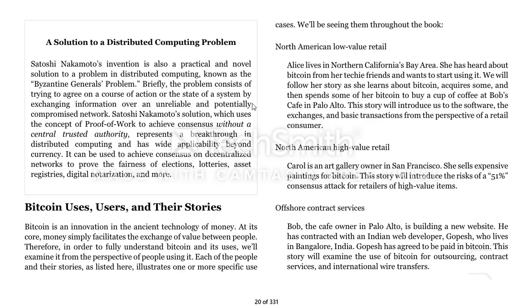Satoshi Nakamoto's solution, which uses the concept of proof of work to achieve consensus without a central trusted authority, represents a breakthrough in distributed computing and has wide applicability beyond currency. It can be used to achieve consensus on decentralized networks to prove the fairness of elections, lotteries, asset registries, digital notarization, and more. Bitcoin users, and their stories.